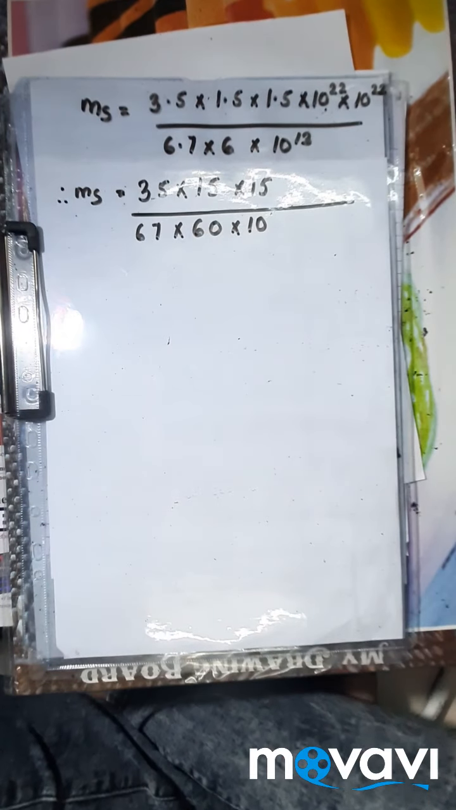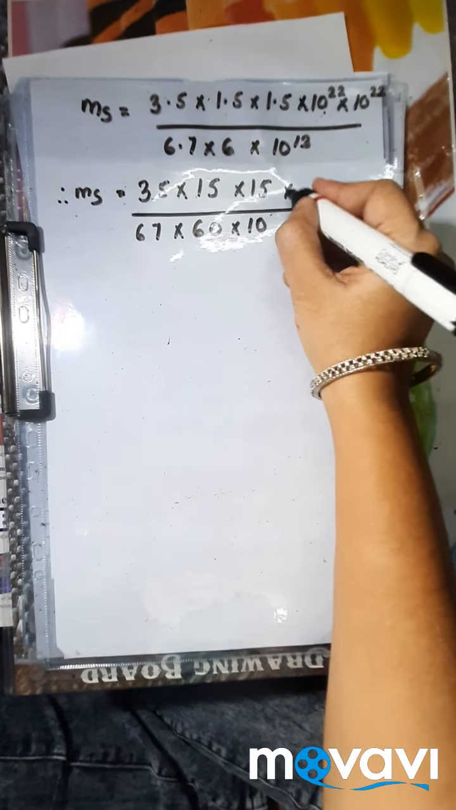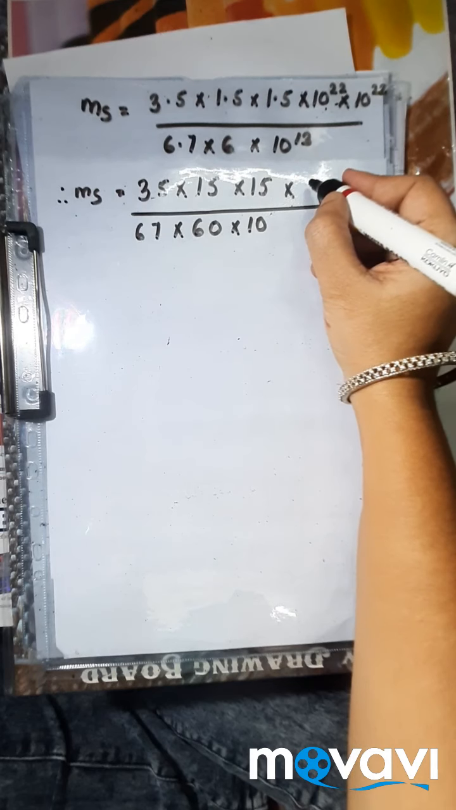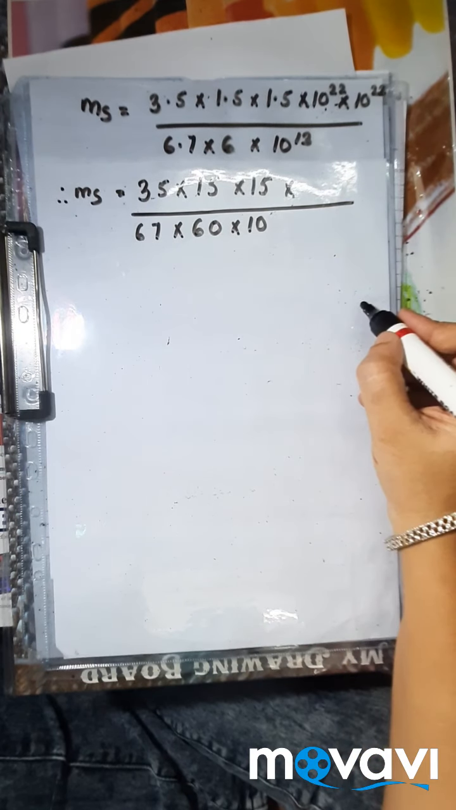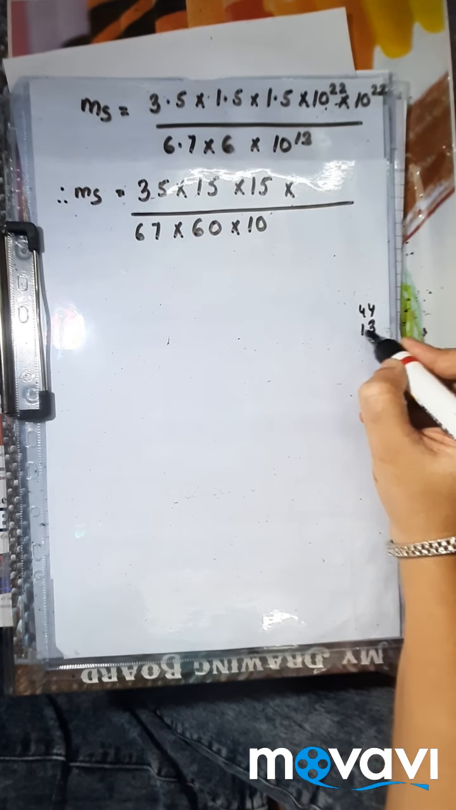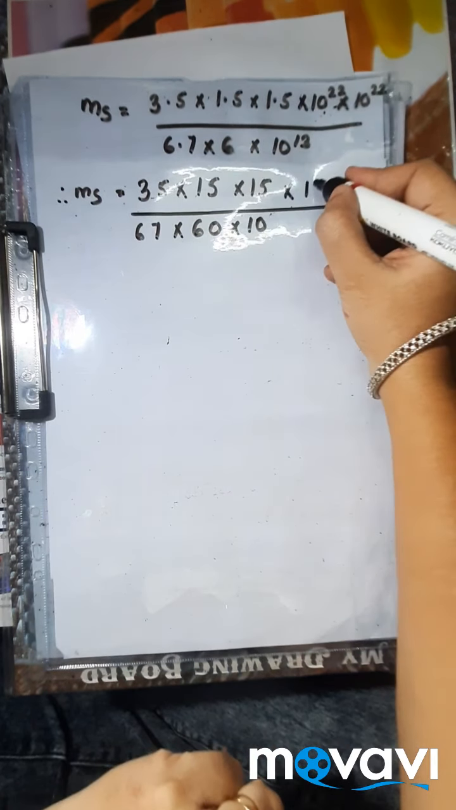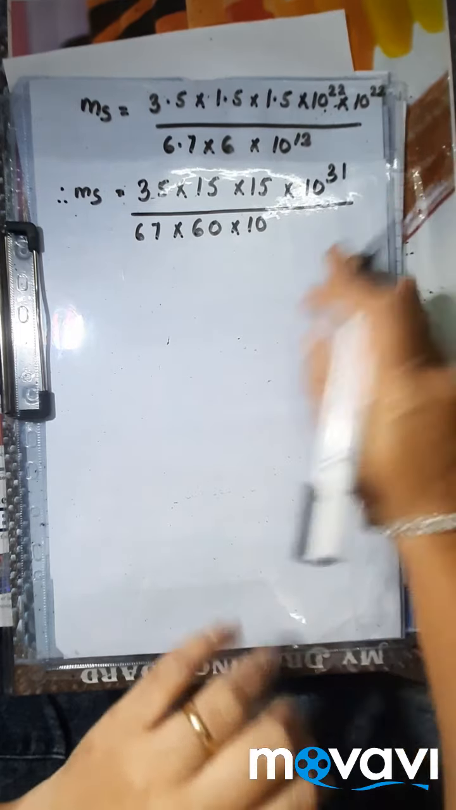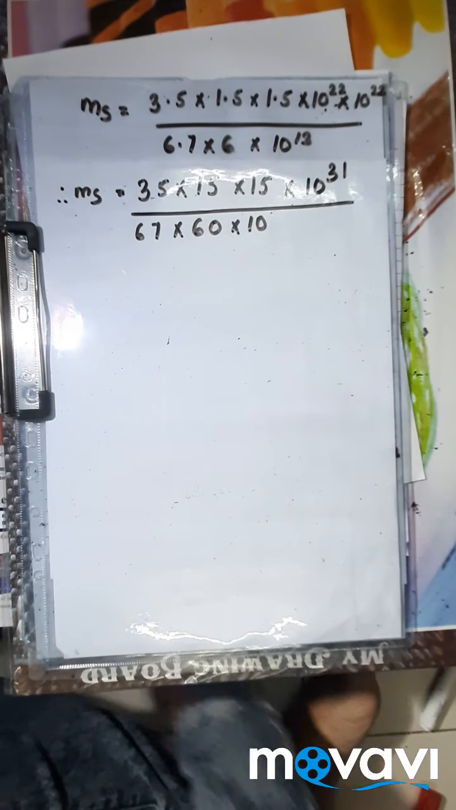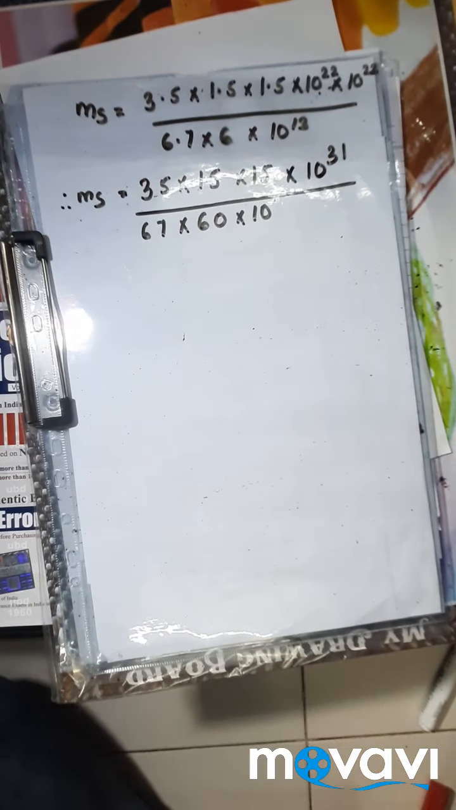Okay, let's see how it works out. Multiplied by 22 plus 22 is 44. 44 minus 13 is 31. Okay, so into 10 raised to 31. Okay, let's see how this cancels.